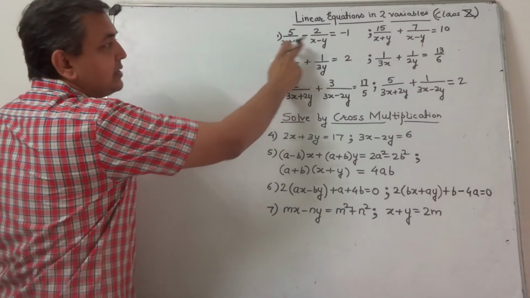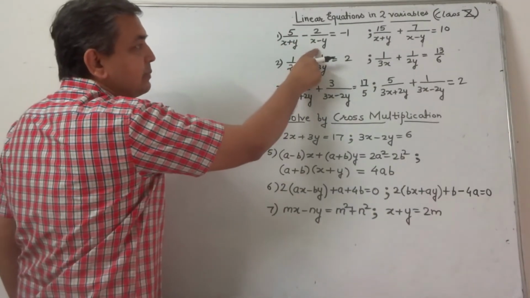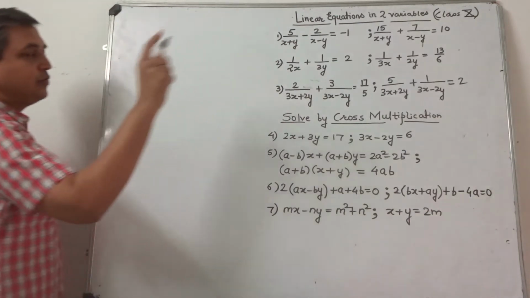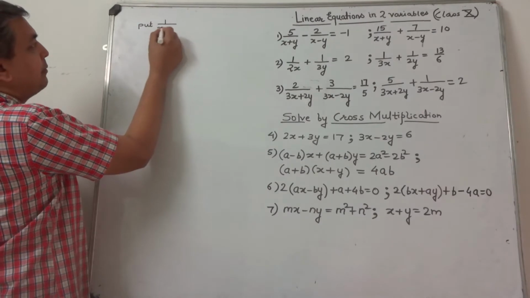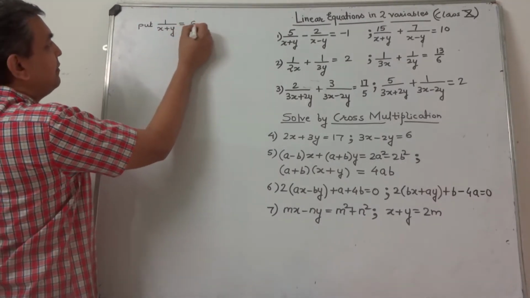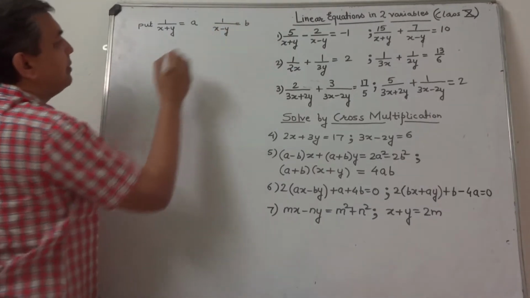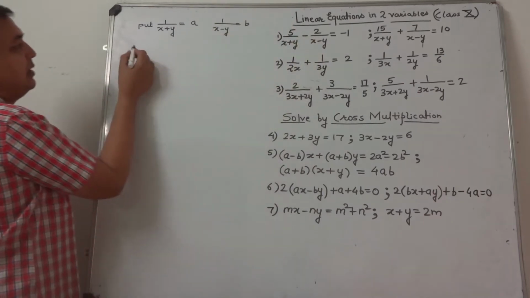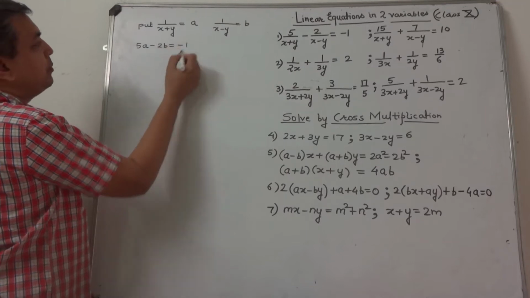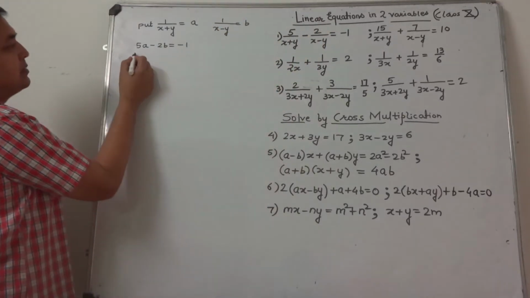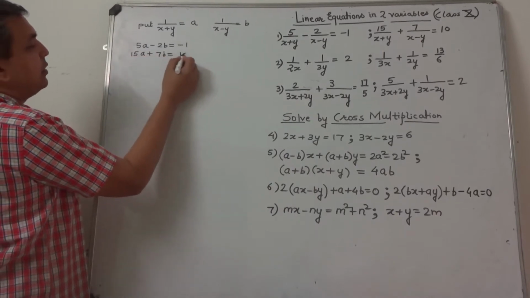Now here this x and y are in the denominator, and we see in both the equations we have x plus y, x minus y in the denominator. So the first step is we substitute: we put 1 upon x plus y as some other variable a and 1 upon x minus y as some other variable b, and so this first equation becomes 5a minus 2b equal to minus 1, and the second equation becomes 15a plus 7b equal to 10.